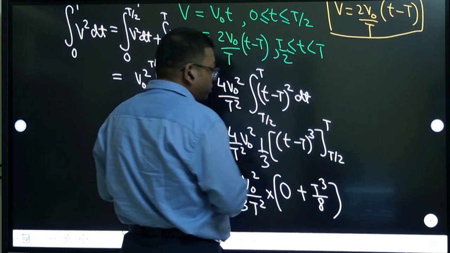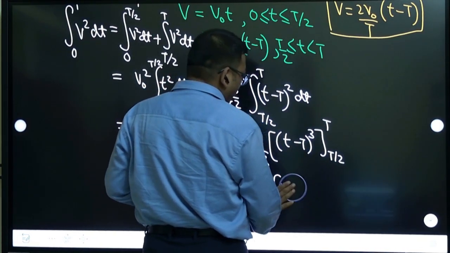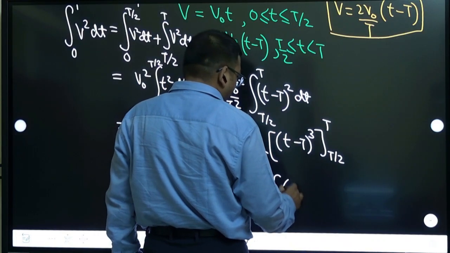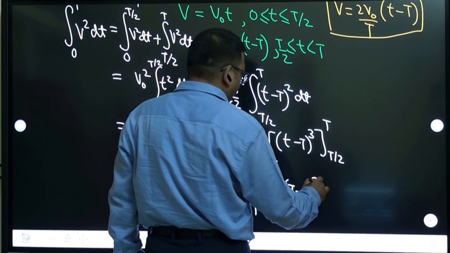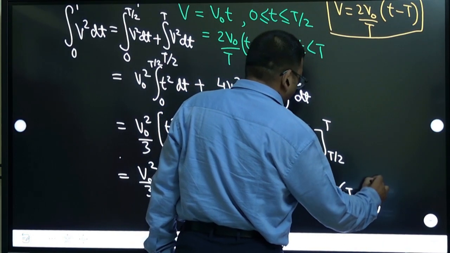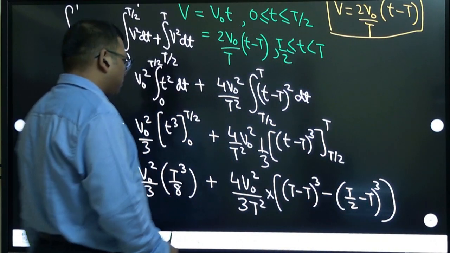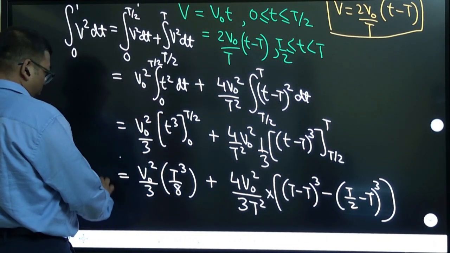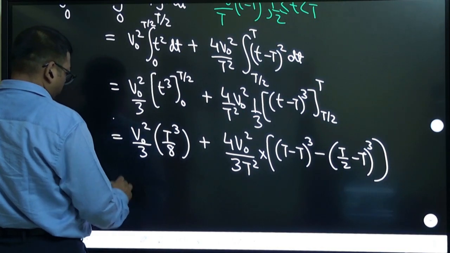Because you need to substitute limits now. How do you substitute limit? First you put upper limit. Okay, so t minus t whole cube minus and then lower limit t by 2 minus t whole cube. Now you calculate. Check this.